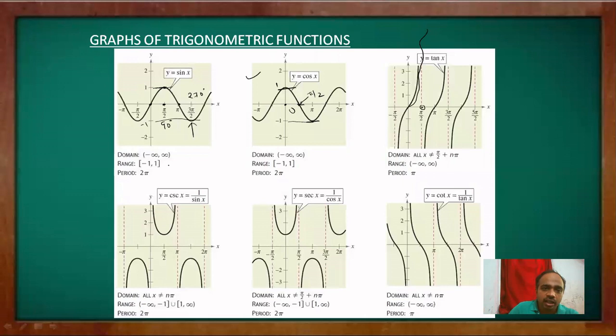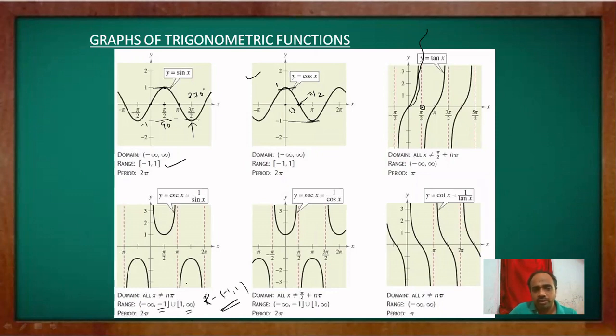When sine theta lies between -1 and 1, cosec theta does not lie between -1 and 1. Look at the domain and range. For all these graphs, I've given domain and range also. Period also I've written. Period I'll explain later. So domain and range, if you observe, the range of cosec will be all values other than -1 to 1. We write it as -infinity to -1 union 1 to infinity, or we can also write it as R minus (-1, 1).